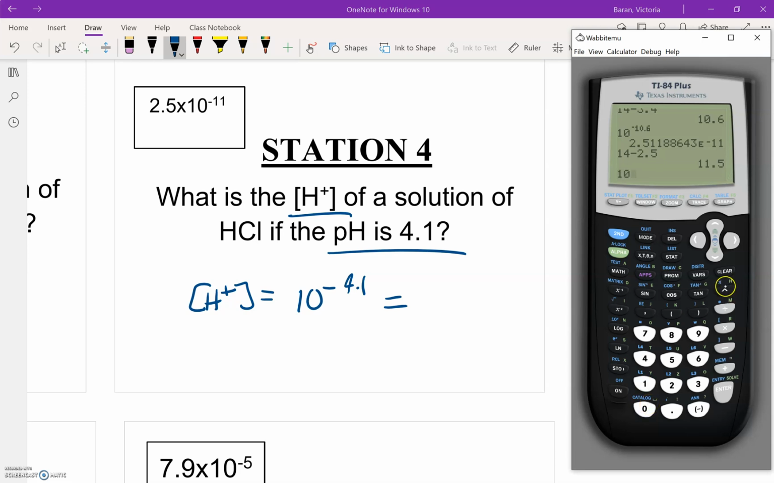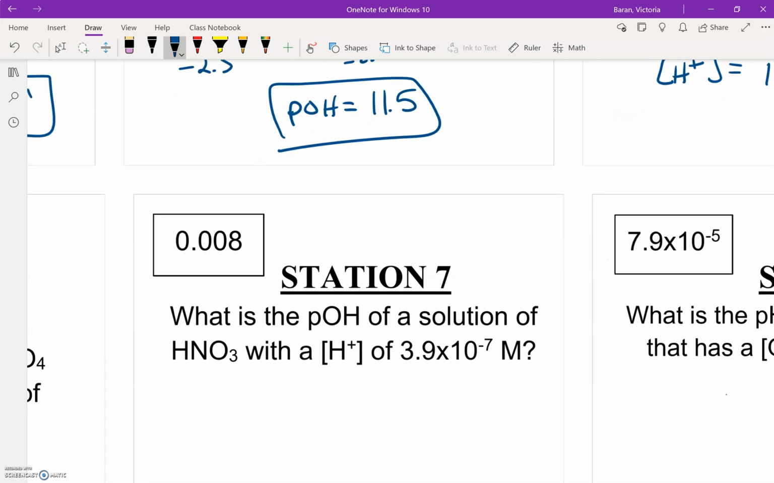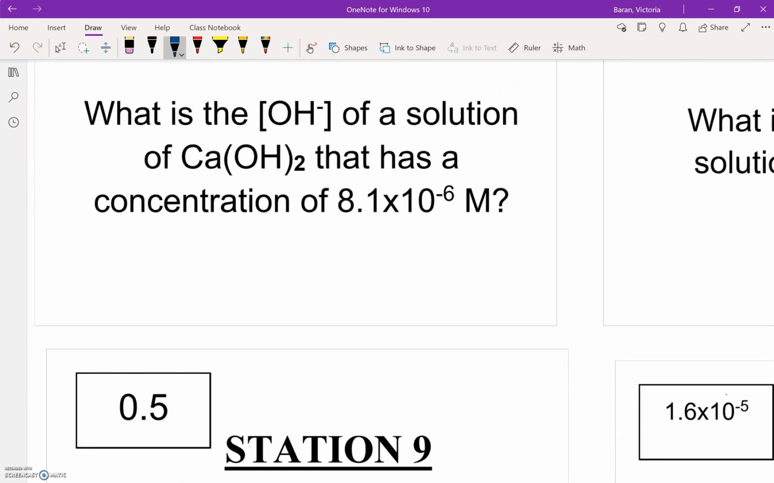So I'm going to do 10, and I'm going to use that little caret. Again, it's right here. It's under the clear button above the division key. And then we do negative. Make sure you do negative and not minus, 4.1, so I'm going to get 7.94 times 10 to the negative 5th. That's going to be my H plus concentration. Okay. So that was easy. That was a one-stepper. Let's go to station 5.